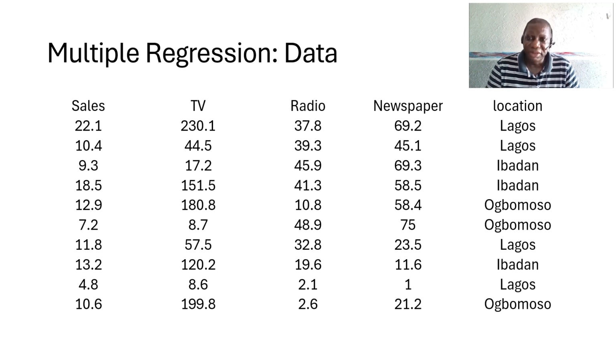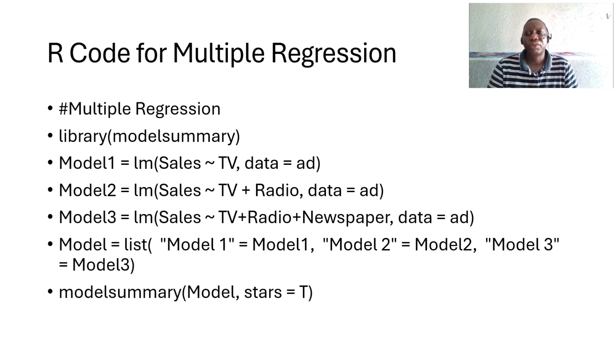In this case, we have not just TV, we have TV, radio, newspaper, then we have location. And in terms of the code, in this case, I'm trying to run about 3 different models. I run the simple one, in which case I just want to look at how TV affects sales. The function to run multiple regression in R is lm, linear model. And I define my data. If I don't want TV alone, I add radio to it. I add newspaper, you can see. So I have TV alone, TV and radio, and TV, radio, newspaper. So I have 3 different models.